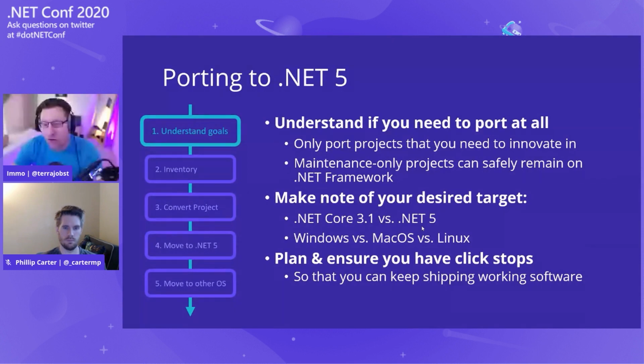Now, when you're doing this, you should make note of what you actually want to port to. For example, .NET Core 3.1 is LTS, meaning it's a long-term support release, versus .NET 5 is a current release, and then .NET 6 will be an LTS release again. So depending on what your requirements are, you may want to decide between .NET Core 3.1 or .NET 5. Also, the operating system is important, right? Do you stay on Windows or do you plan to move to, let's say, Linux in a Docker environment? That will also influence how you approach things.